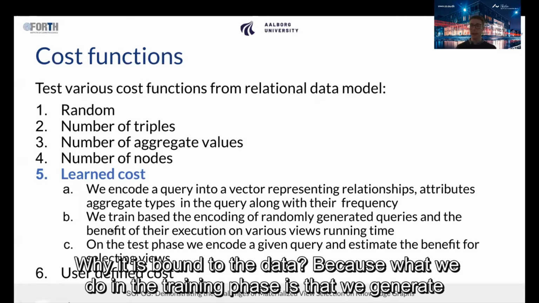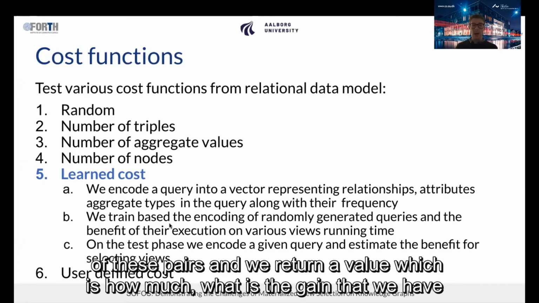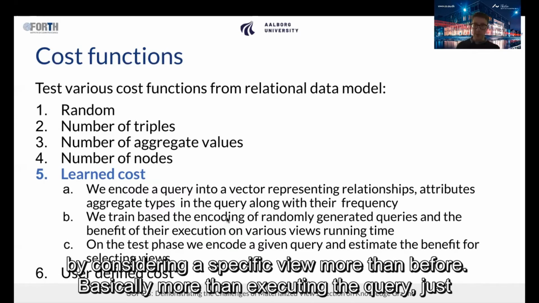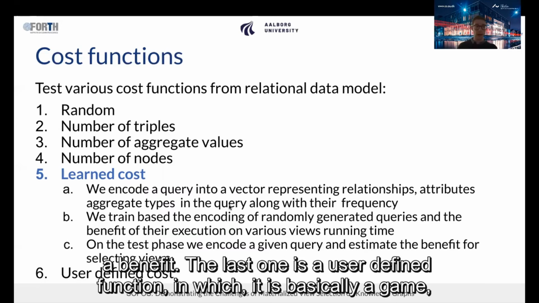Because what we do in the train phase is that we generate pairs of views, and we compare the benefit. We generate a lot of these pairs, and we return a value which is the gain that we have by considering a specific view, compared to simply executing the query. So this is what we have in the test phase. We can return a benefit for each pair of views.